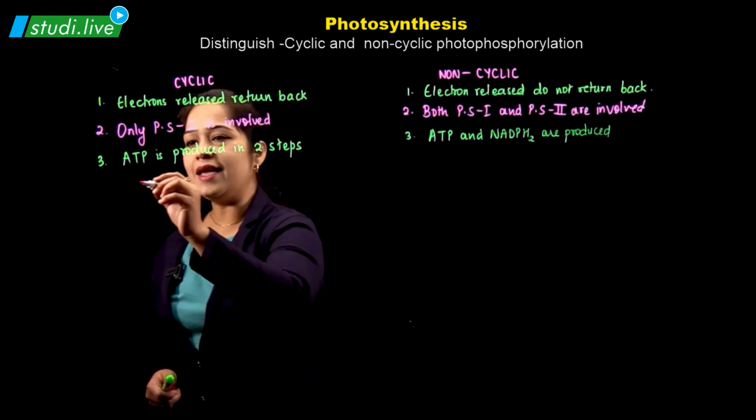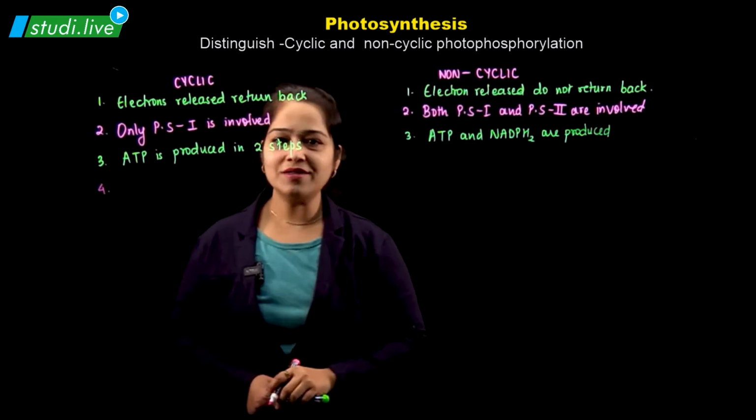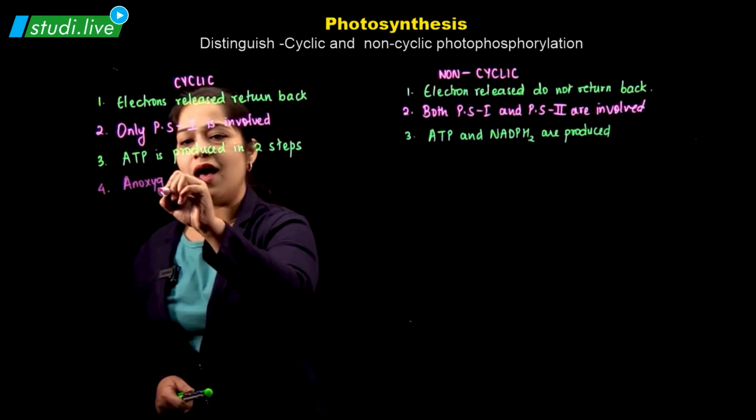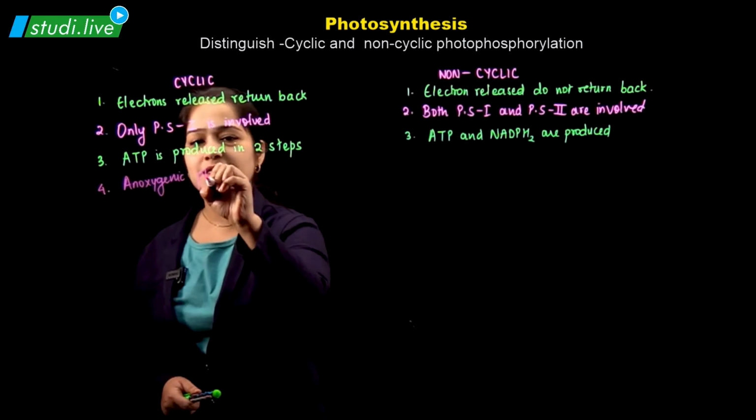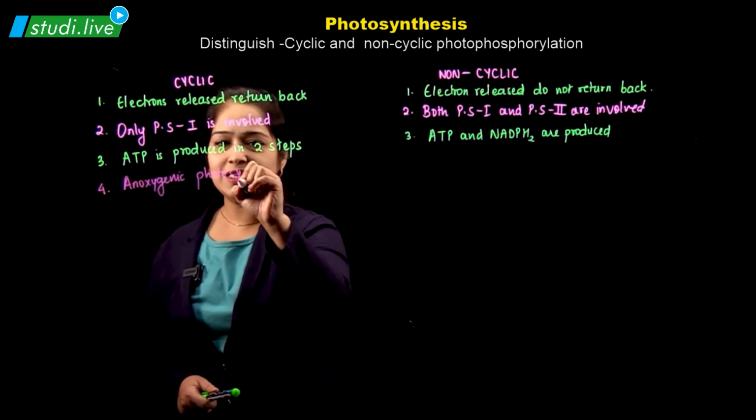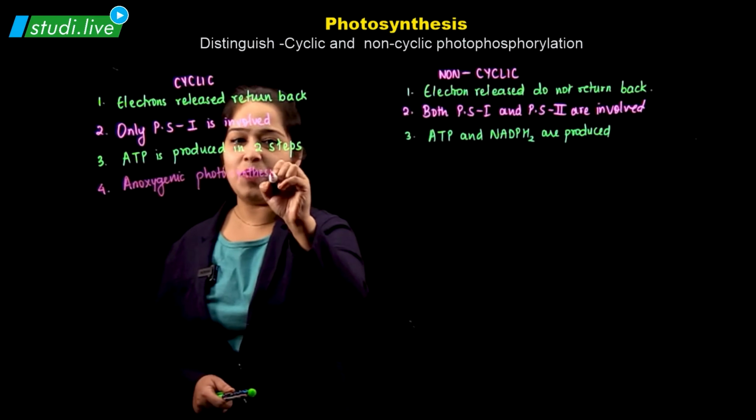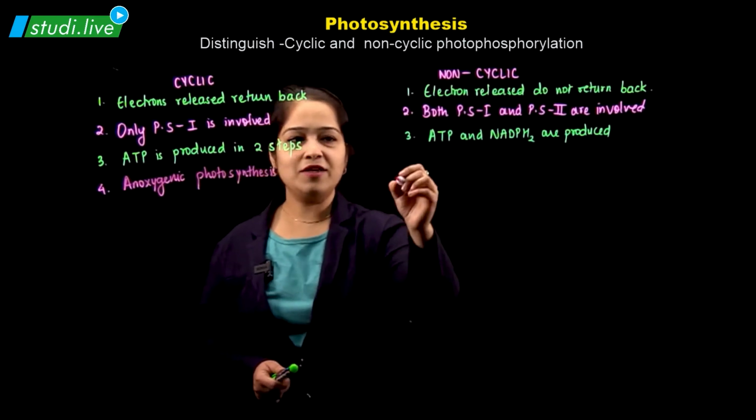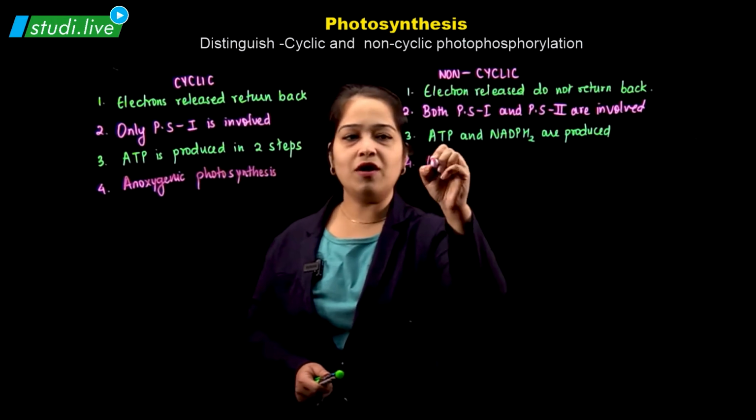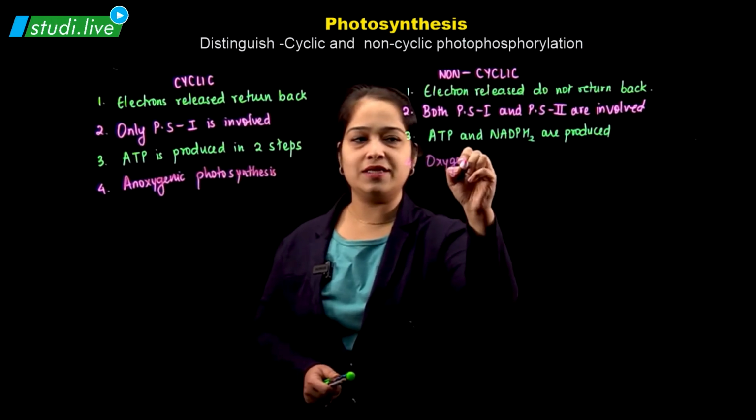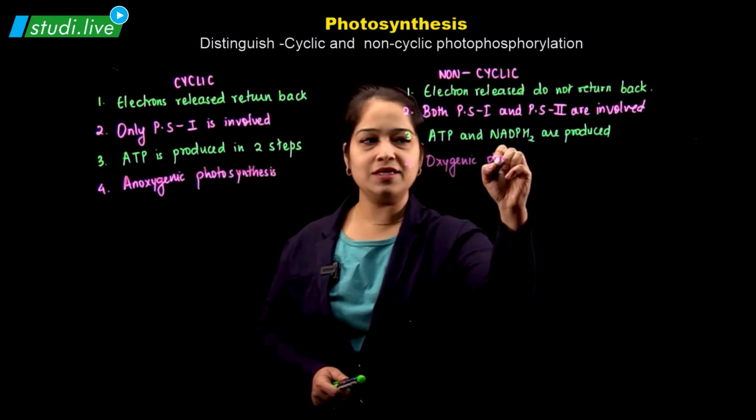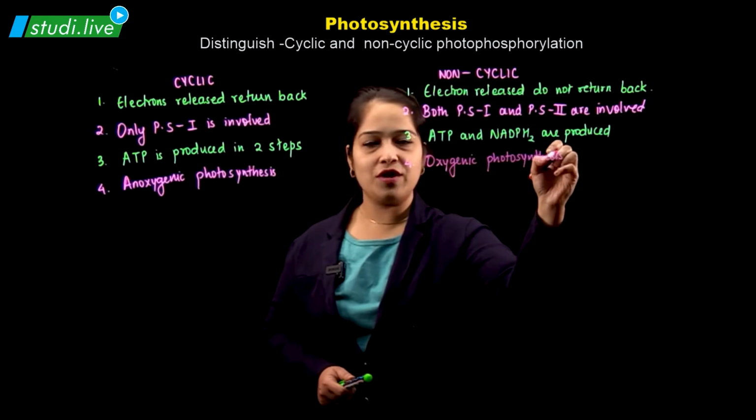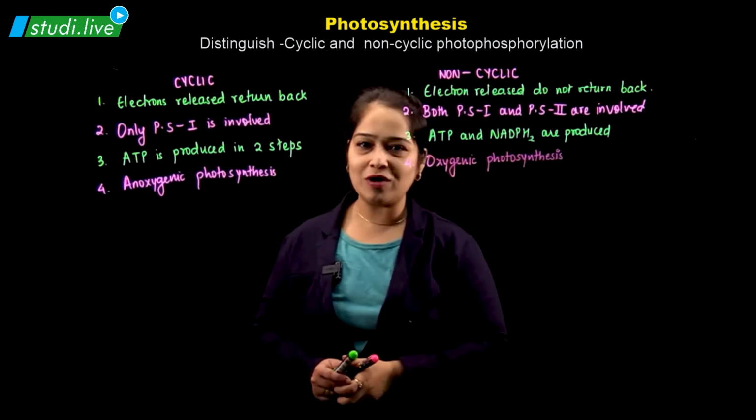Now this cyclic process occurs under anoxygenic photosynthesis, which means it takes place under anaerobic condition, in the absence of oxygen. Whereas over here it occurs in oxygenic photosynthesis, where it takes place under aerobic condition, in the presence of oxygen.